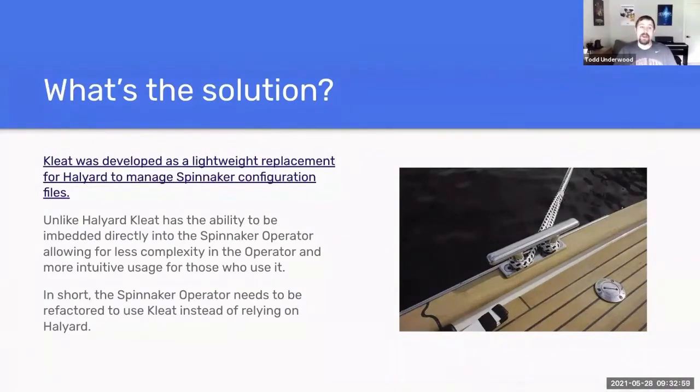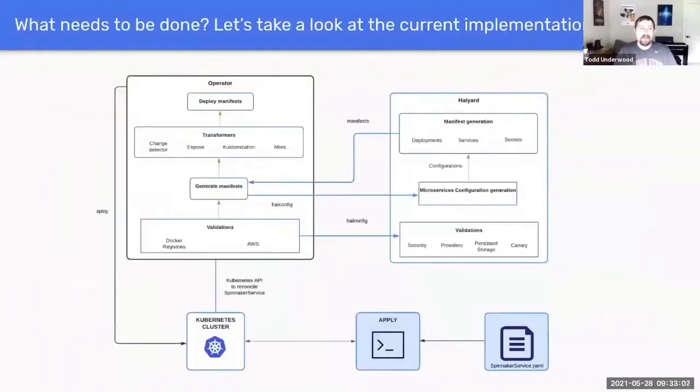So how are we going to do that? To answer that, let's look at what the current implementation looks like. Currently, if you have the operator running in your cluster, you give it a Spinnaker service manifest, you apply that to your cluster, and we go through a number of steps. The first thing that happens is the operator attempts to validate your configuration.